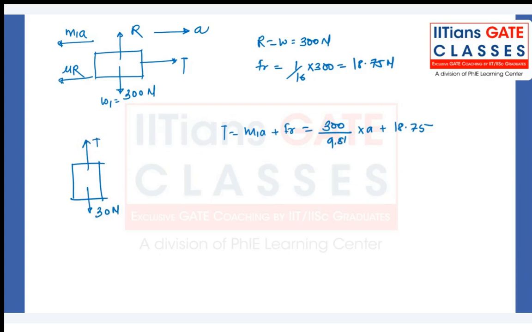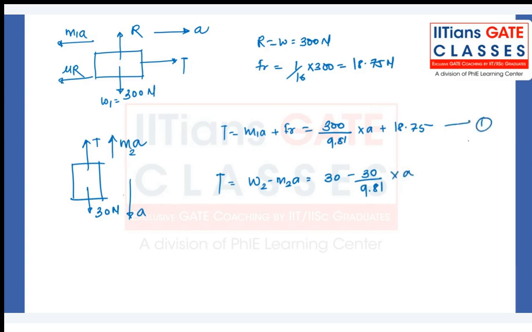Body is accelerating downward, so inertia force MA is in upward direction. M2A, let's call it. So in this case, T will be equal to 30 minus, let's say, weight minus M2A. So that is 30 minus 30 divided by 9.81 into the acceleration. So this is equation number one.